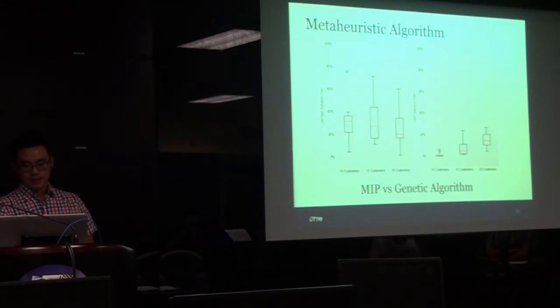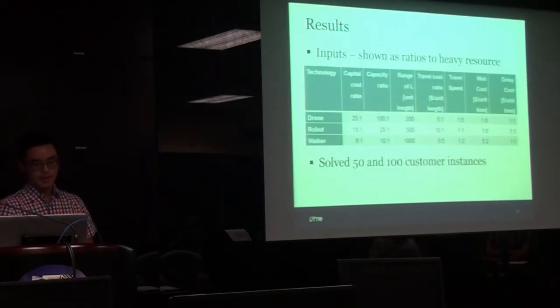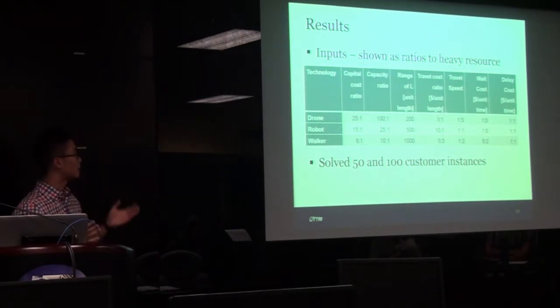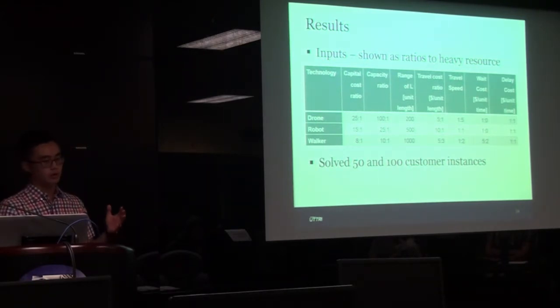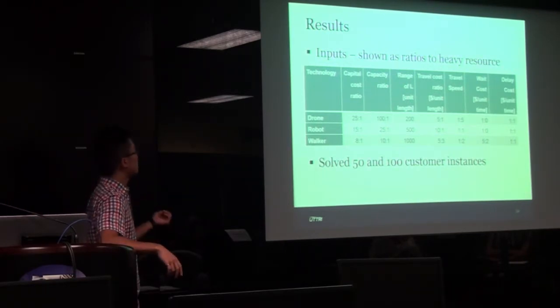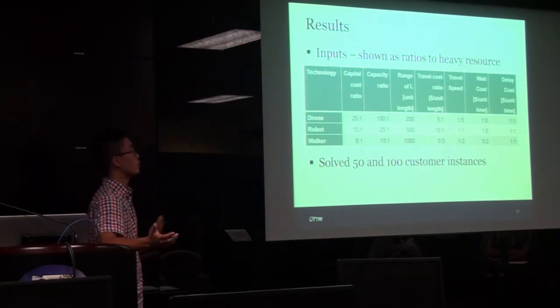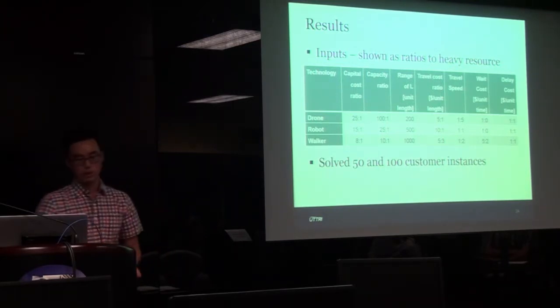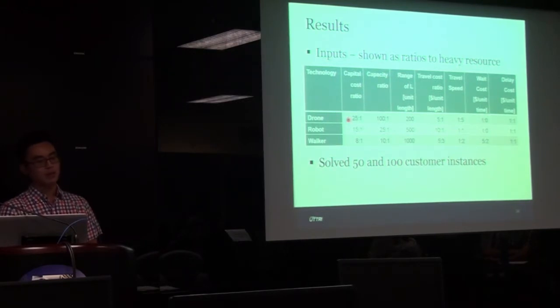So what we did was we estimated a bunch of parameters for the different technologies when we put them into our GA process. All of this is a ratio to the heavy, so to a truck. And so the capital cost of a drone to the truck is 25 to 1, so it's 25 times cheaper to acquire a drone. And to give a sense, in real numbers, say a truck costs 80K, a drone 25 times cheaper would be around, I think, 3,000-ish.